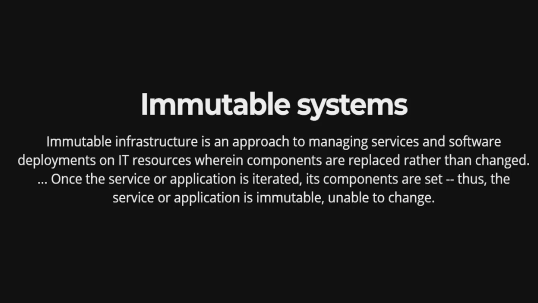Immutable systems. Immutable infrastructure is an approach to managing services and software deployments on IT resources wherein components are replaced rather than changed. Once the service or application is iterated, its components are set, thus, the service or application is immutable, unable to change.